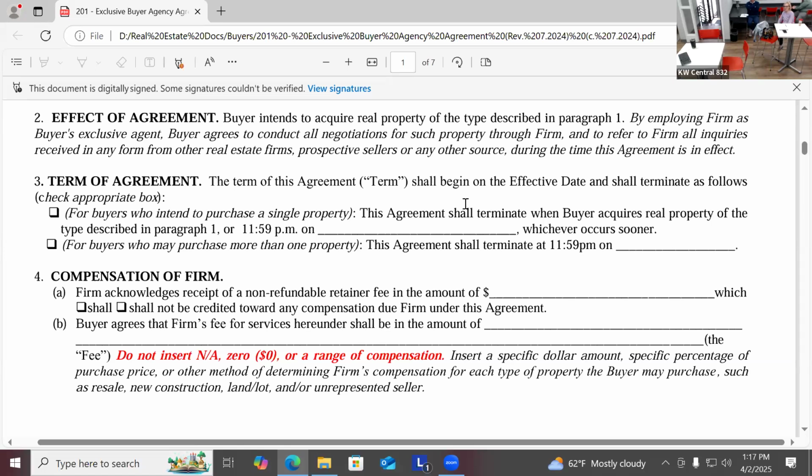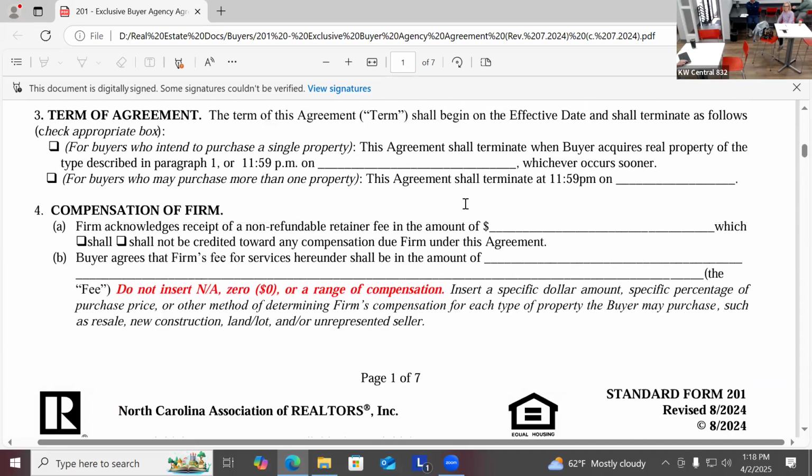So it must be definitive, and it's either buyers who intend to purchase a single property, or buyers who may purchase more than one property. In most cases, we're going to check the first box. There might be a situation where I may sign a buyer agency agreement with Scott for 2 years because he may purchase multiple properties within that time frame. Typically, it's going to be the first one.